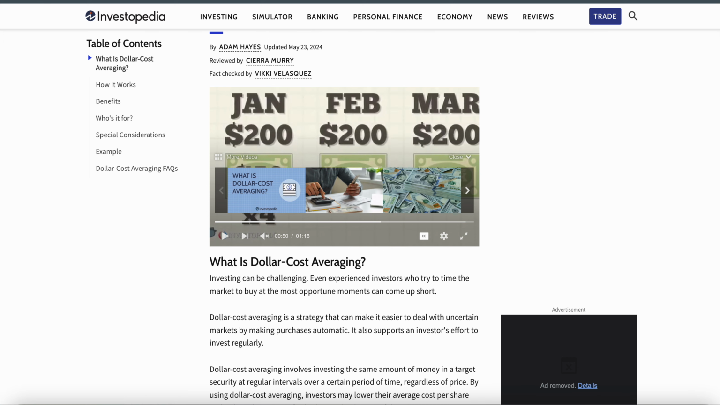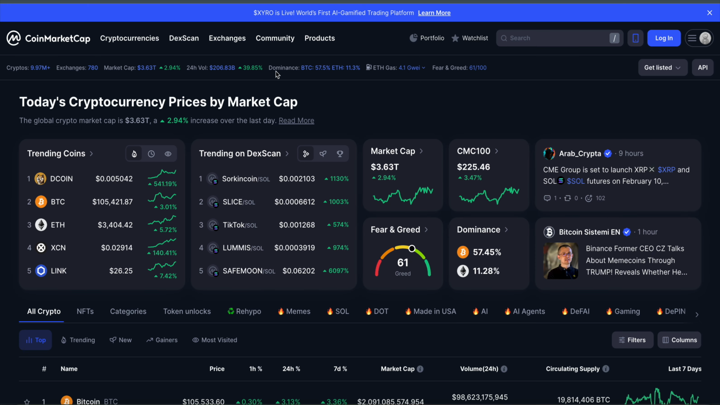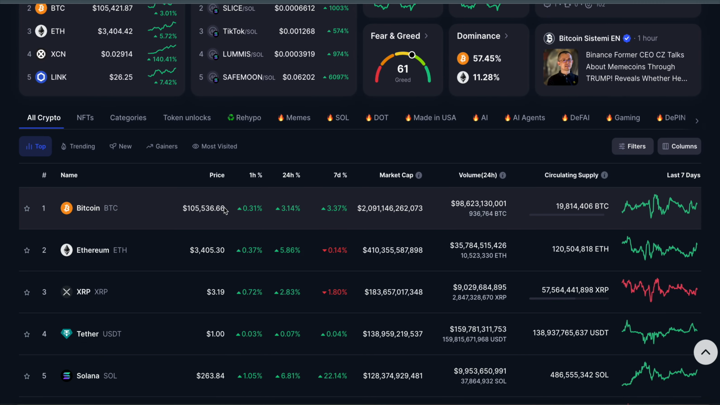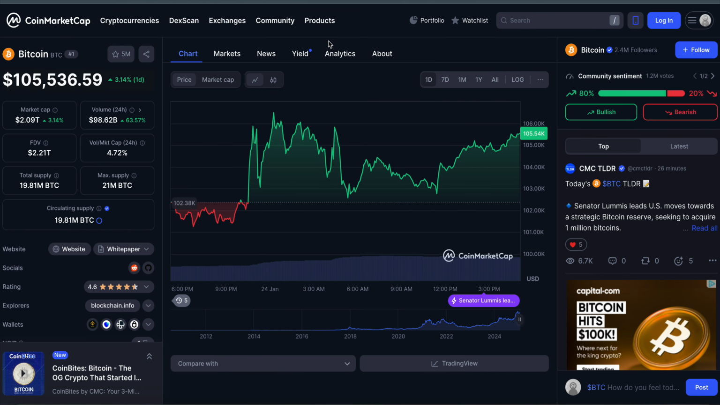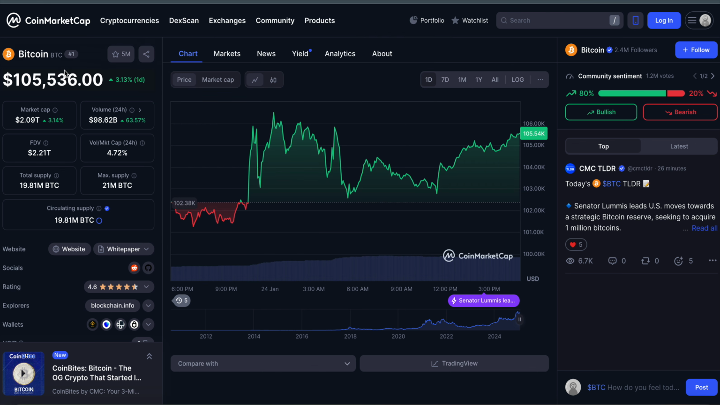Next up, let's get into the list. You can see we've got a Bitcoin dominance of 57%. ETH is holding on to 11%, but that's kind of iffy right now. The entire market cap is $3.63 trillion. Bitcoin is currently sitting at $105,000. With that being said, the very first cryptocurrency we would be buying right now is $500 into Bitcoin, so half of that investment goes right into Bitcoin.